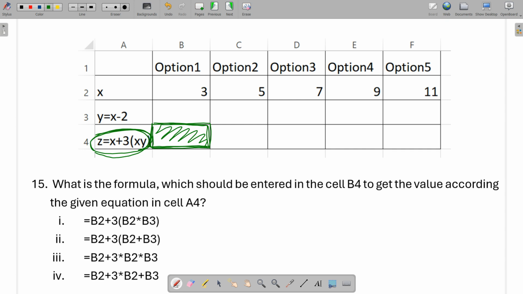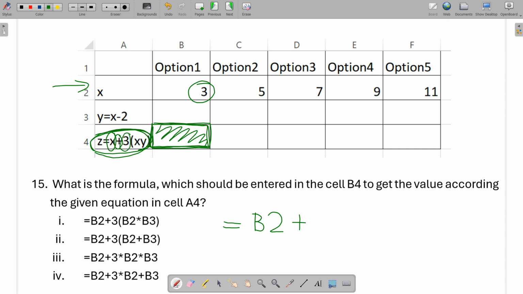And you know, when you are writing a formula, you have to start it from the equal sign. So first it says X. X values are determined by this row. So this is the corresponding value of the X for the cell B4. So we can say B2, and the plus sign is over here.